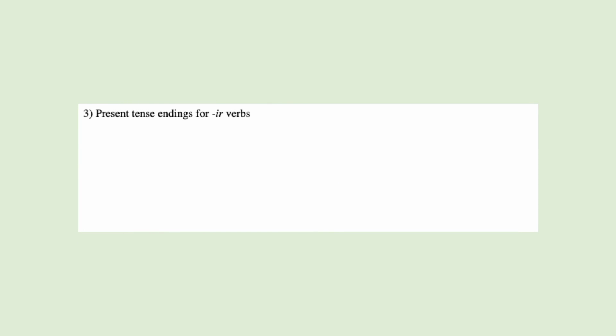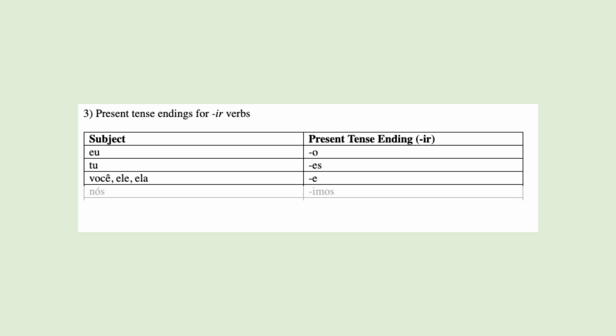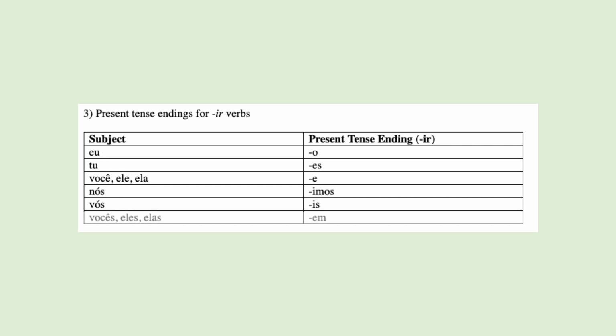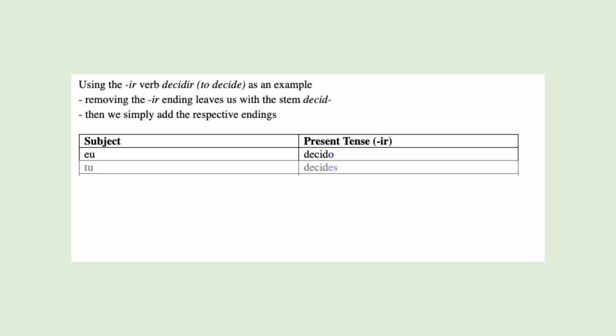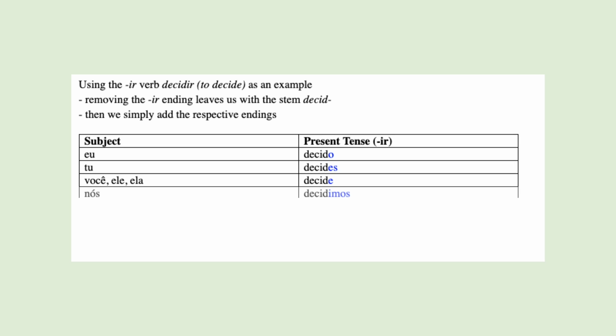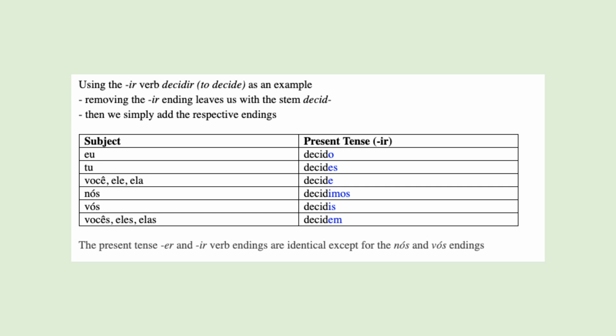And the present tense endings for IR verbs are o, es, e, imos, is, em. So for the verb decidir, we remove the IR ending, giving us a stem decid, and to this we add the respective present tense endings afterwards. Decido, decides, decide, decidimos, decidis, decidem.